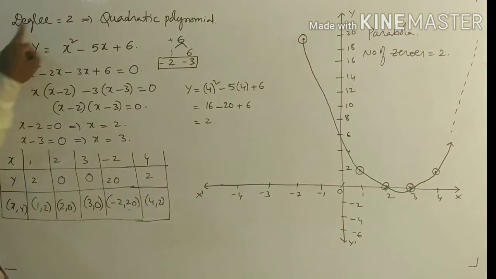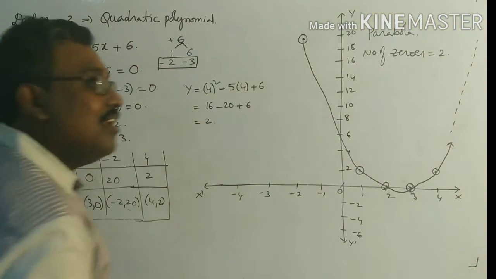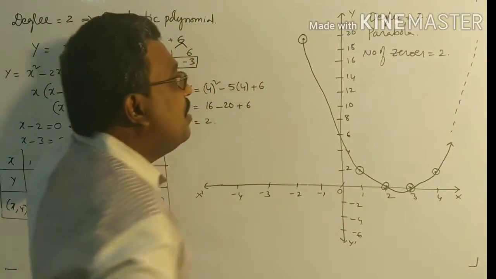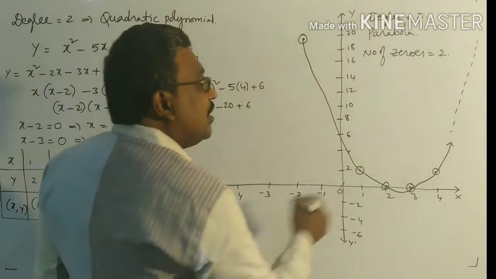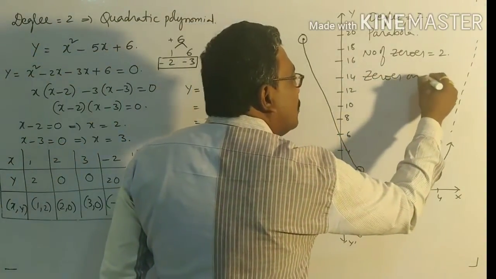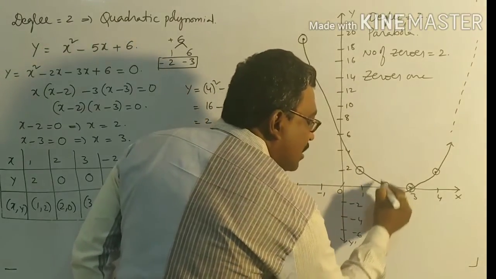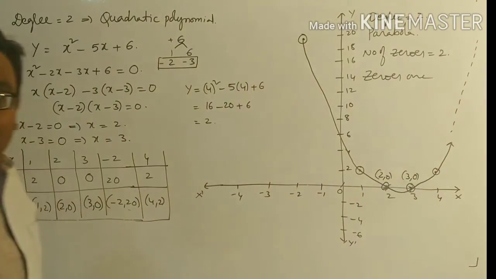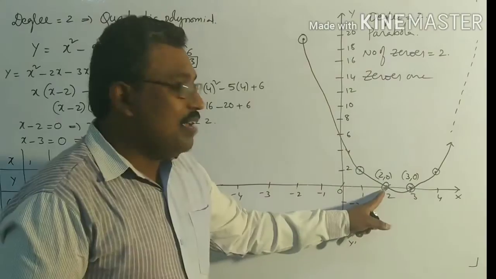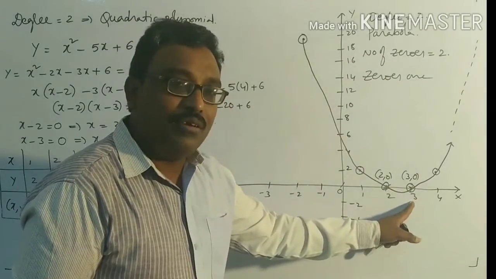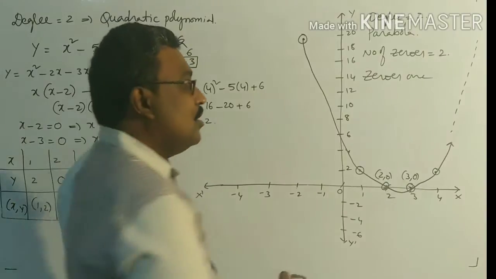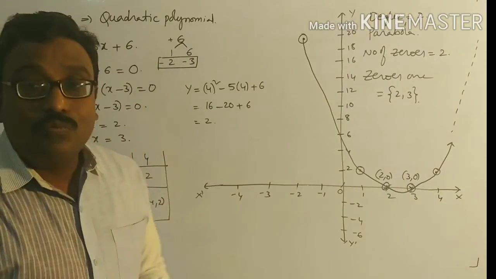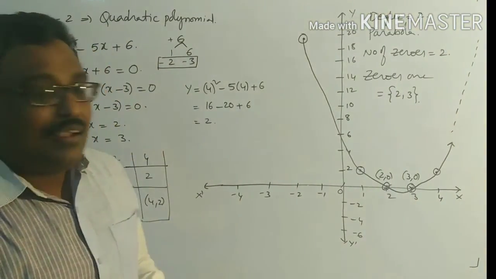What is this equation? A quadratic polynomial. What is the degree of the equation? The degree is 2, and the number of zeros is 2. What are the zeros? The points are 2 comma 0 and 3 comma 0. If you take x is equal to 2, then the y value becomes 0. If you take x is equal to 3, then the y value will become 0. So the zeros are 2 and 3. So 4 points we can discuss here. What is that?